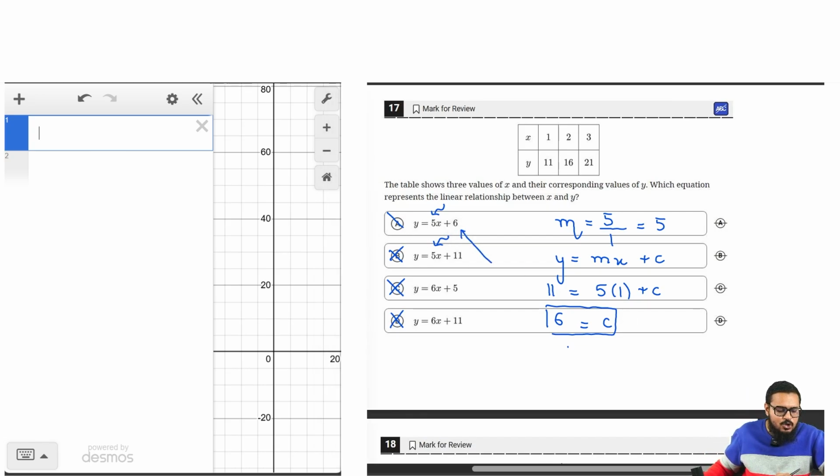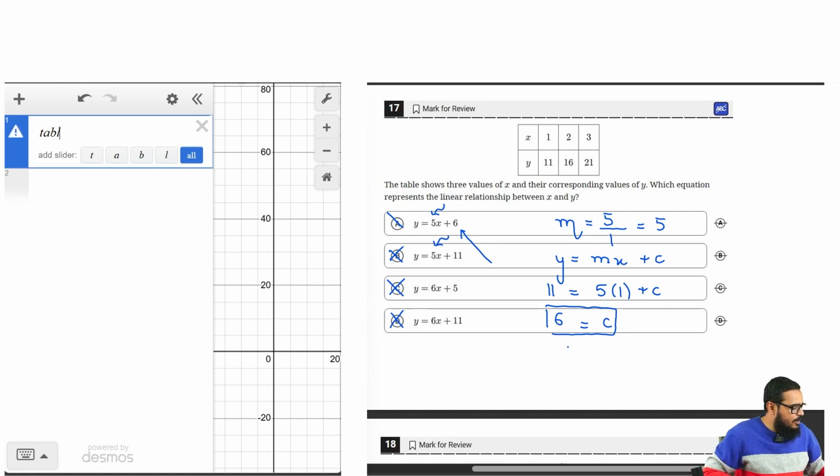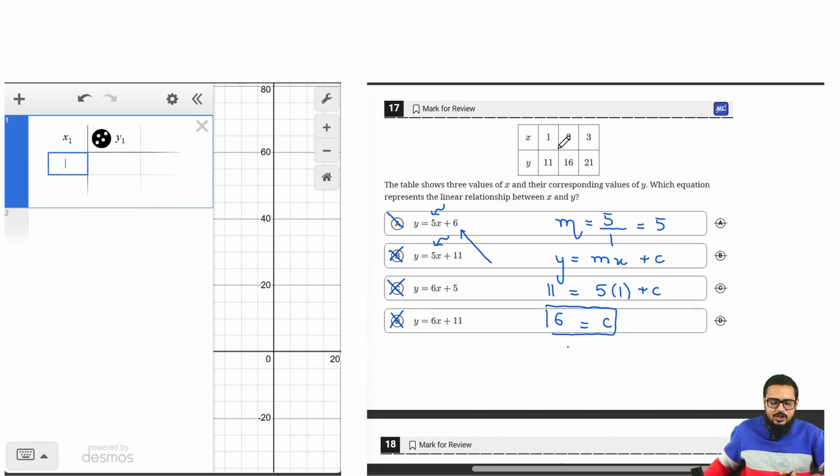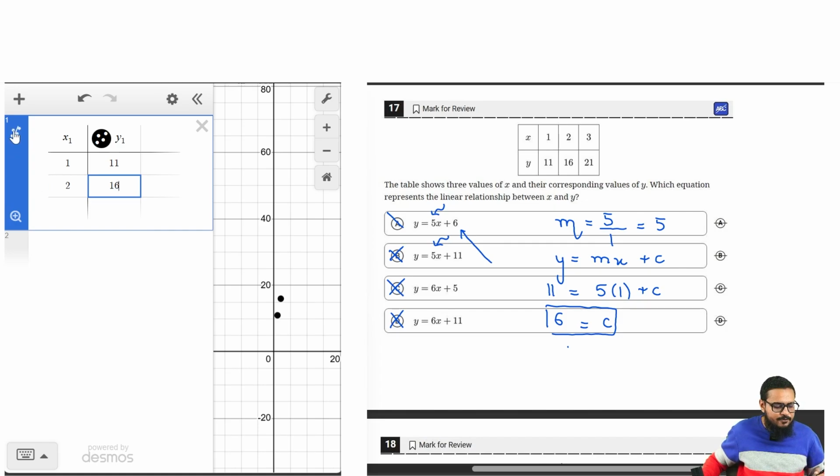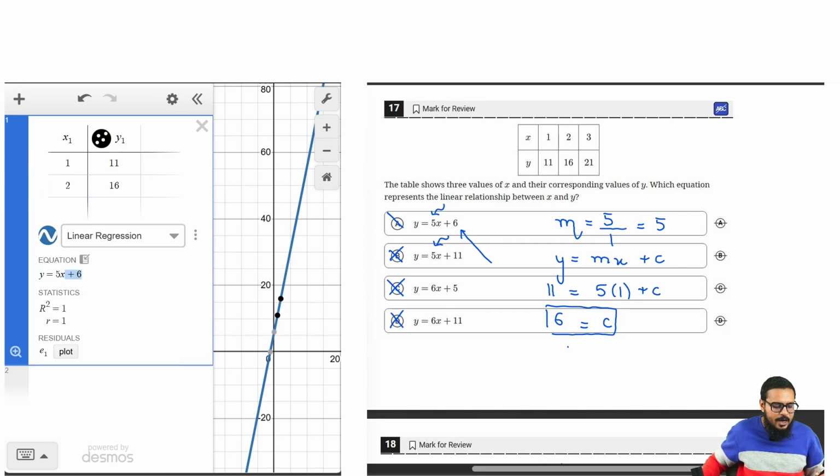Or you can use the Desmos table version. You just put everything on the table. Since this is just a linear function, for a linear function you just need any two random coordinates. You can choose whichever two you're most comfortable with. For example, I'm going to choose the first two ones, 1 and 11. You can put the third one as well if you want to, but since linear functions have got two unknown constants, m and c, providing just two coordinates would be enough for Desmos to regress the linear function. And then 2 comma 16, that's 2 and then 16. And I'm going to access this right from the top, linear regression. That's my equation. y equals 5x plus 6. That's mentioned in answer option A.